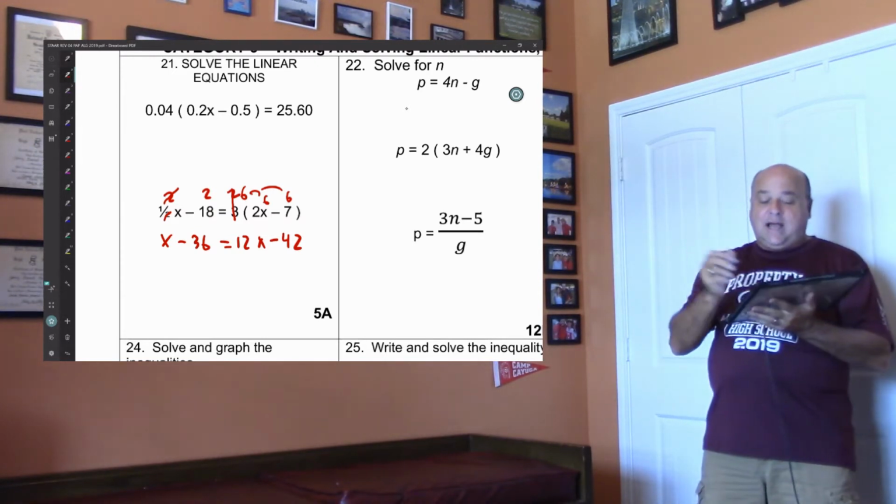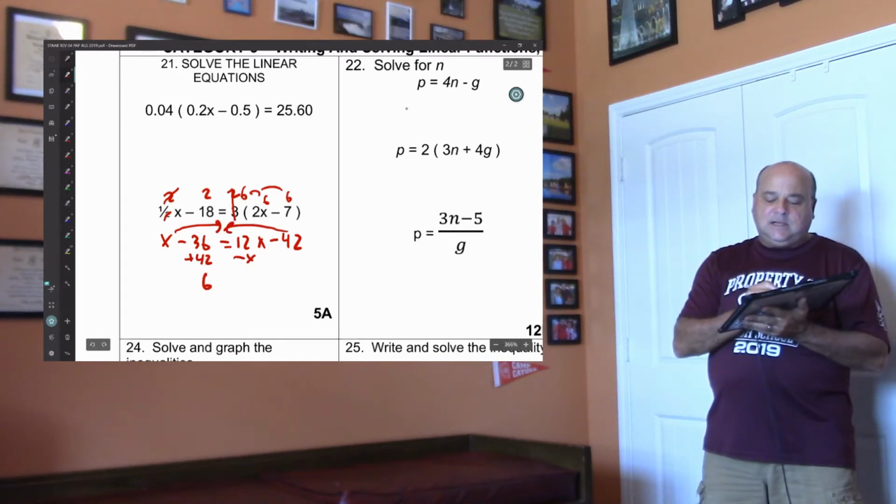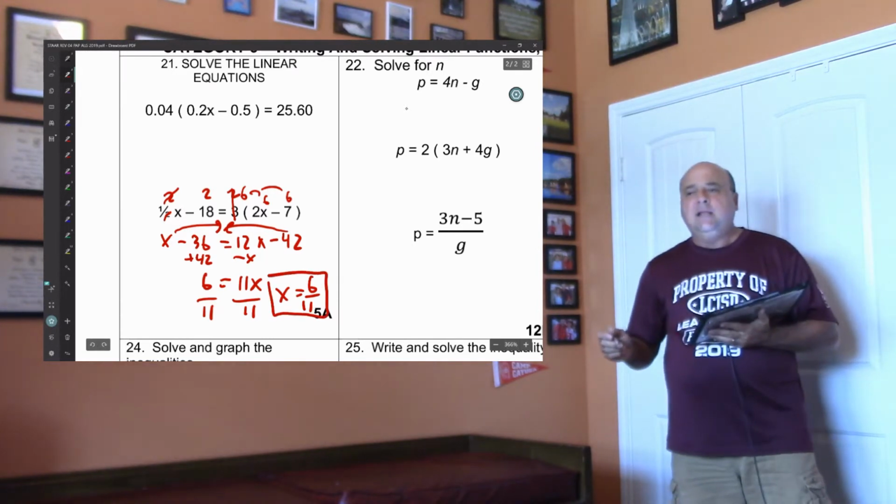Now then on this one, I would move the x to the right, and I would move the 42 to the left. So I'm going to get 6 equals 11x, divide by 11, and x will be 6 over 11, won't it? Piece of cake.